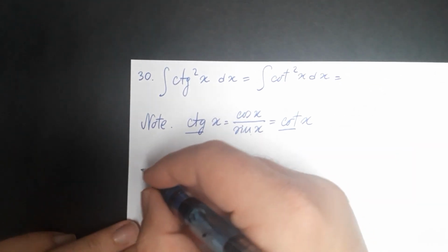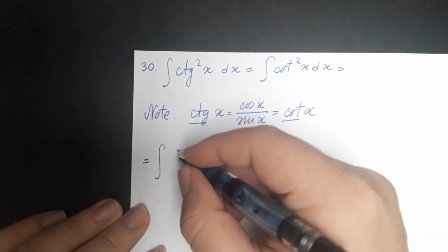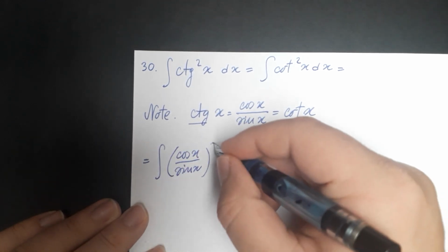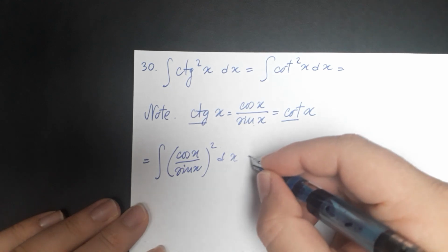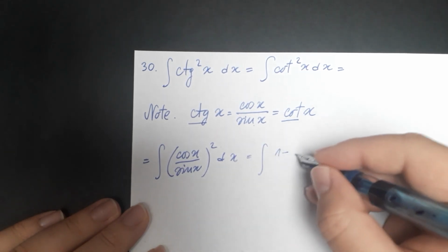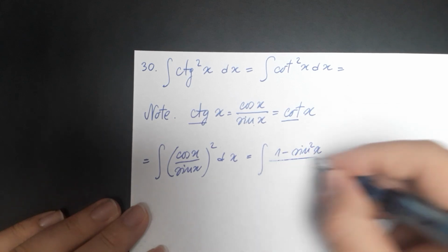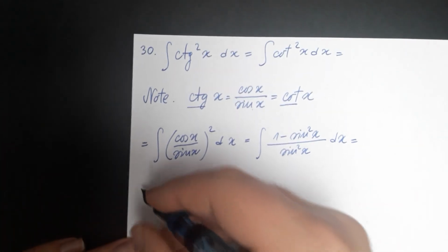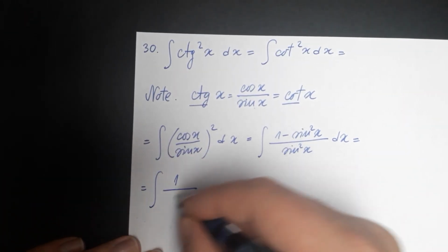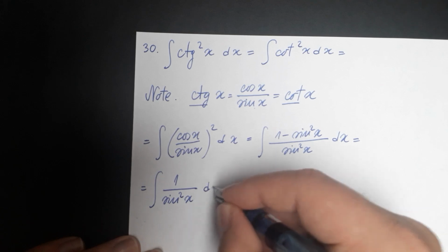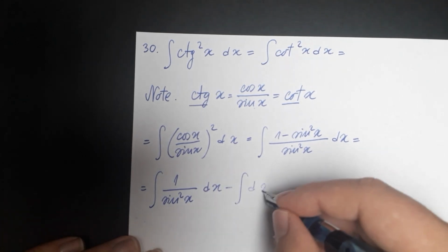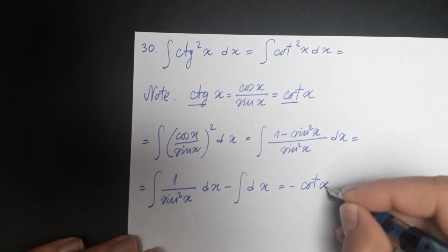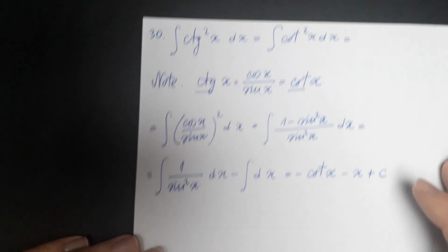So then this is equal to an integral of cosine of x divided by sine of x, squared, dx, which is then equal to an integral of 1 minus sine squared of x divided by sine squared of x dx, and that is equal to an integral of 1 divided by sine squared of x dx minus an integral of dx, and that is equal to negative cot of x minus x plus c.